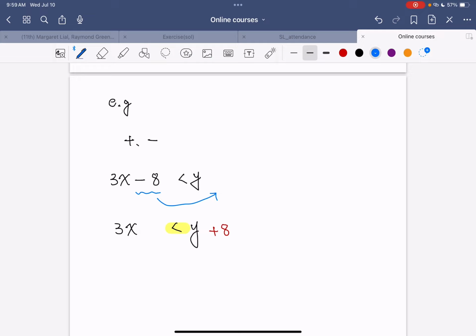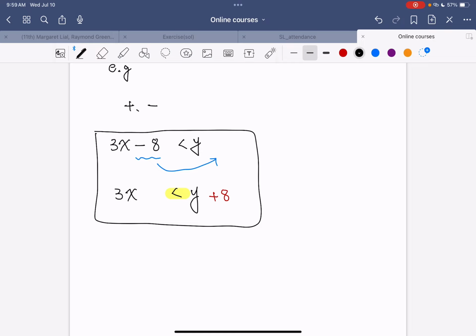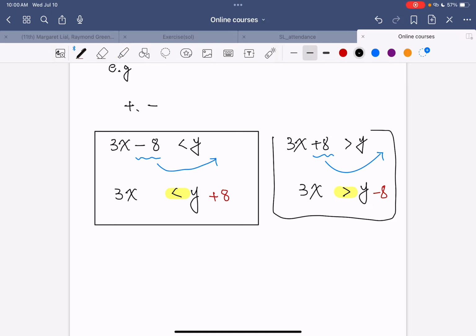This is for addition, and let's see an example for subtraction. Let's say 3x plus 8 is greater than y. When we want to move the 8 to the right, we simply get y minus 8. Remember, here we don't have to change the sign. This one is for subtraction.